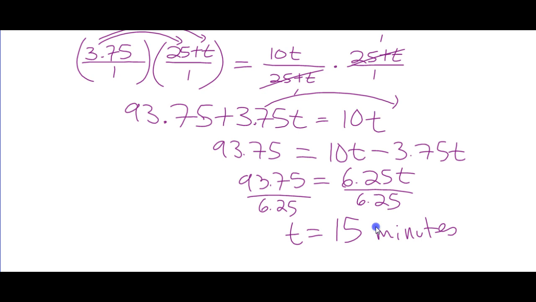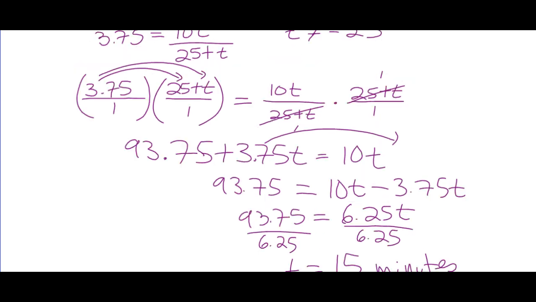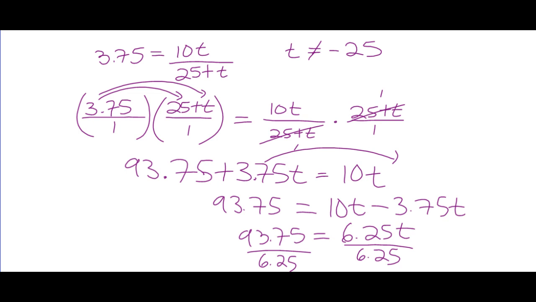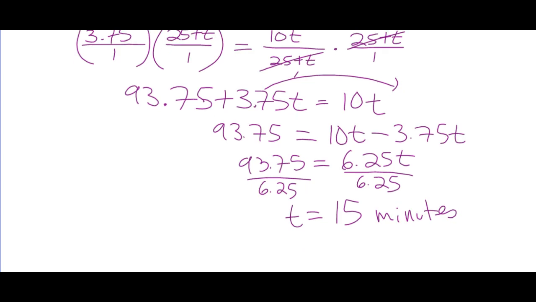So whatever you do in rationals will always involve factoring the denominator, whether you're simplifying, multiplying, dividing, adding or subtracting. You need to factor the denominator and state the restrictions. And the restriction was it can't be negative 25, and that's fine because it's not negative 25.